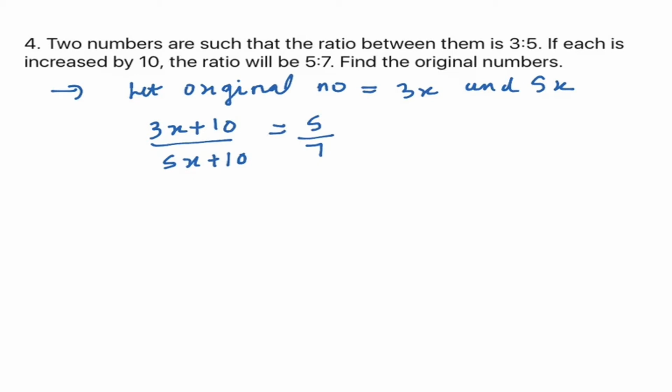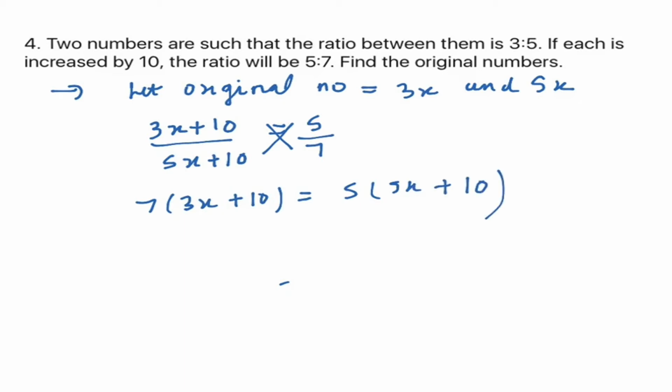Now what will we do? We will cross multiply. So 7 times (3x plus 10) is equal to 5 times (5x plus 10). Now we will multiply the number outside the bracket with the numbers inside the brackets. That will be 21x plus 70 equals 25x plus 50.